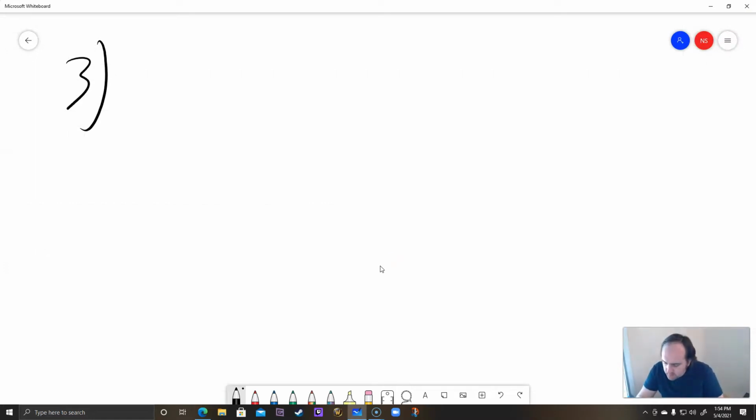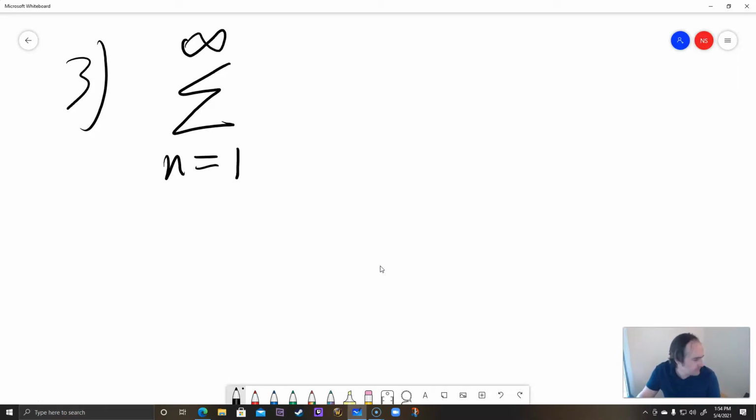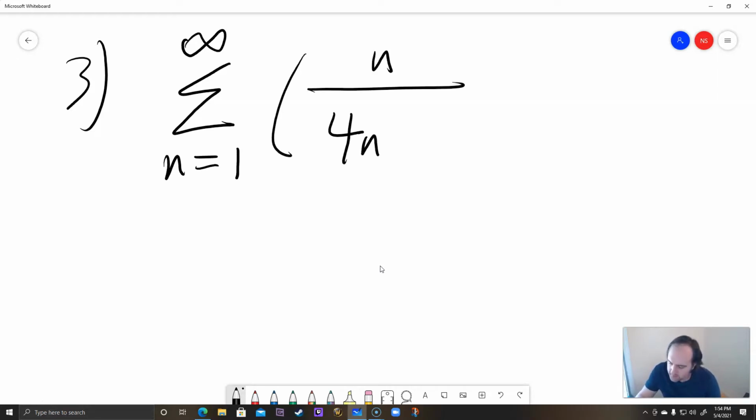And for this one, we have an unusual function. We actually have the sum from n equals 1 to infinity of parentheses n over 4n plus 9, parentheses raised to the nth power. So the sum from n equals 1 to infinity of the quantity n over 4n plus 9, quantity to the nth power.